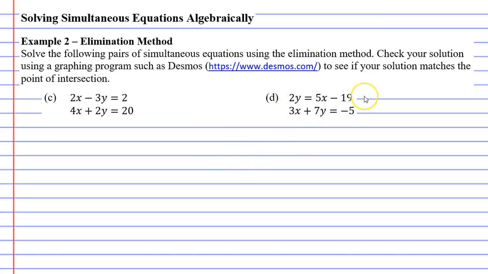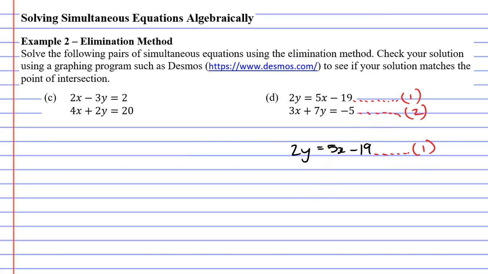I think it'll help if we label the equations again so we know which one we're talking about. This is equation 1 at the top and equation 2 at the bottom. I'm thinking I should keep equation 2 the same and rearrange equation 1. So I'm going to copy equation 1 down below. 2y equals 5x minus 19. And I'm going to remind myself that this is just the same as equation 1.